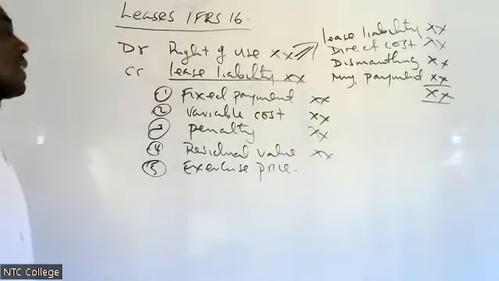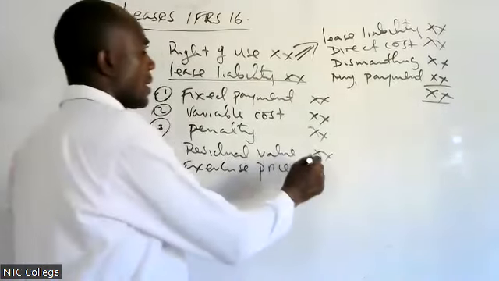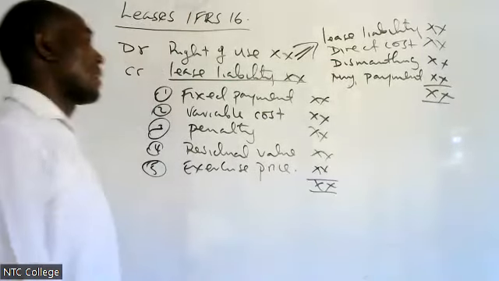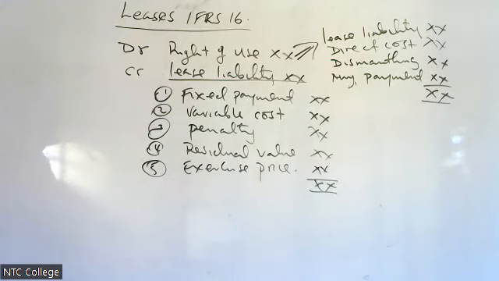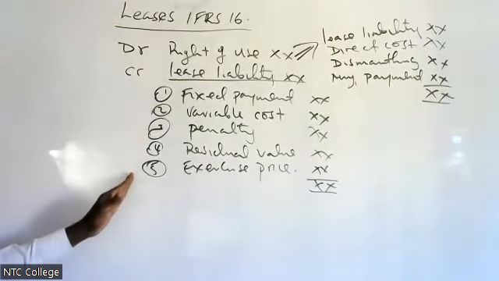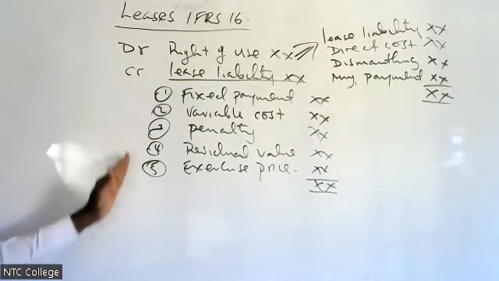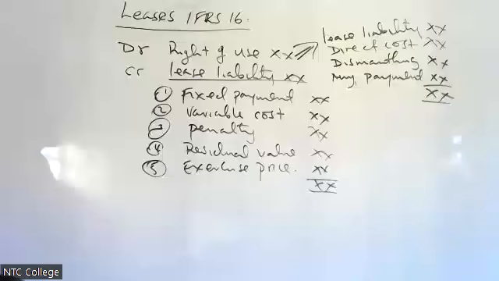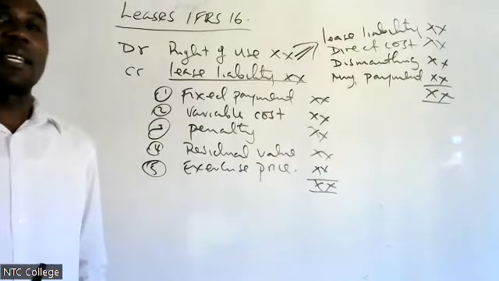Exercise price in the option. These are the things that will make up this liability. That amount to discount. Remember, these are the future money I will be paying. Therefore, this is what I will discount to get the lease liability. That is what we discussed, and also we discussed on subsequent measurement.